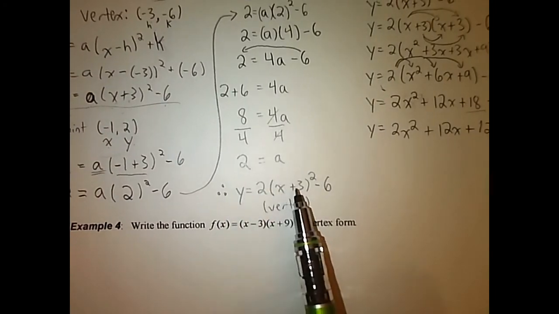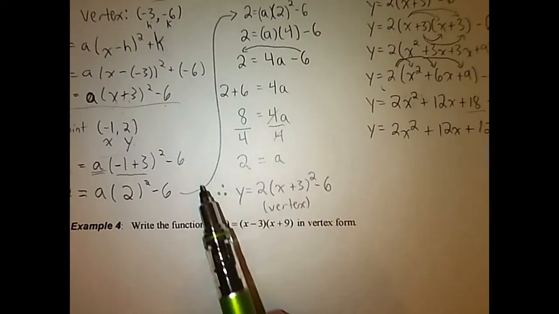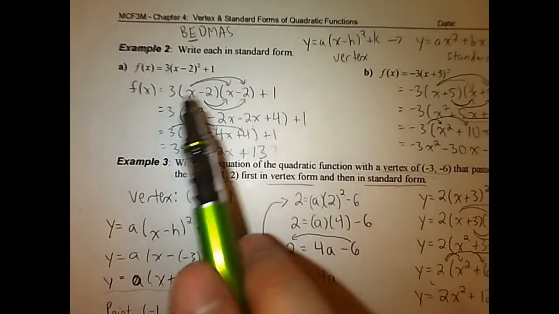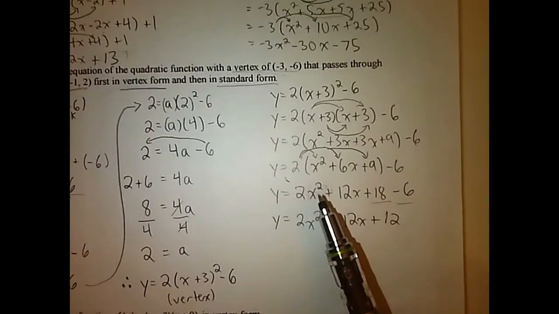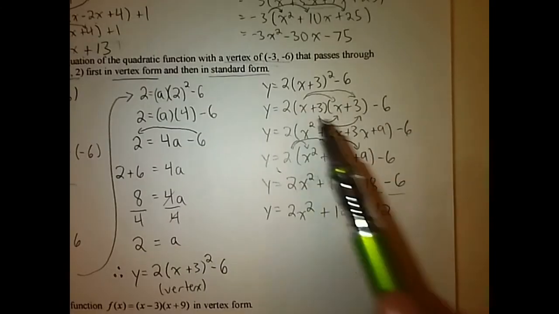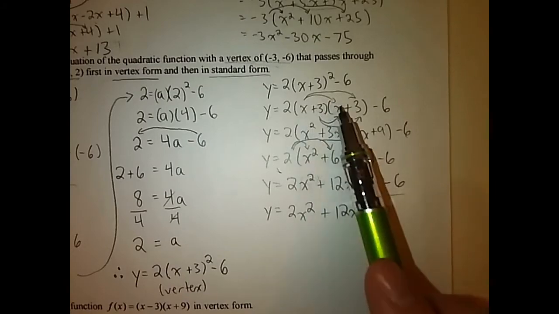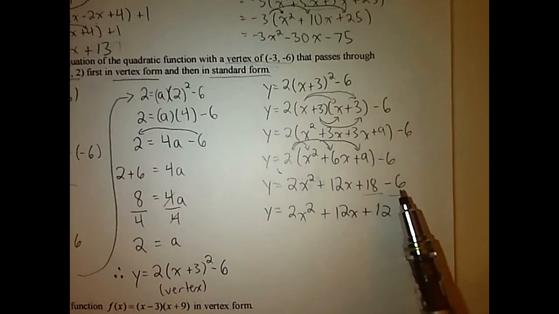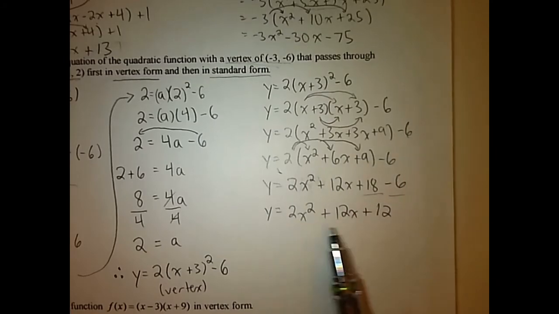And then we have the vertex here. We had it in vertex form. We wanted to put it into standard form, so we just did what we did over here, but did it over here. So that meant writing this out twice, foiling, collecting like terms, distributive property, collecting like terms again, and we have it in standard form now.